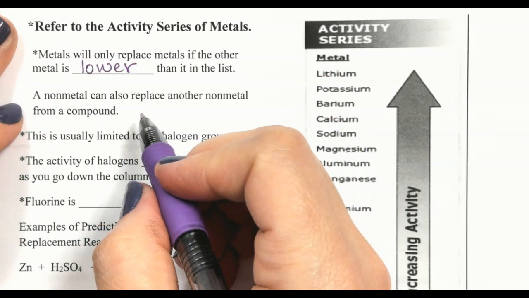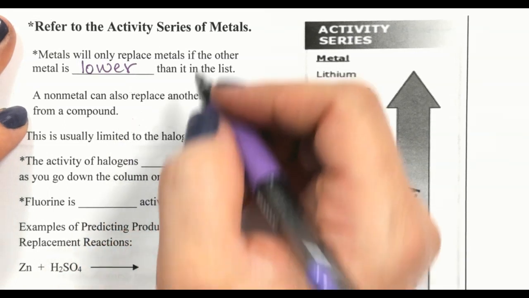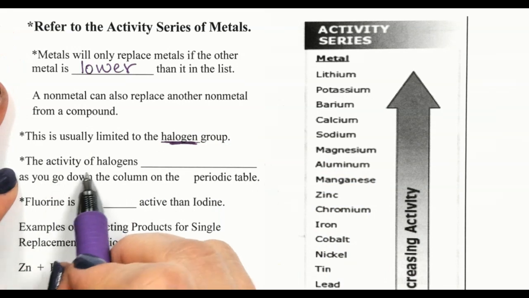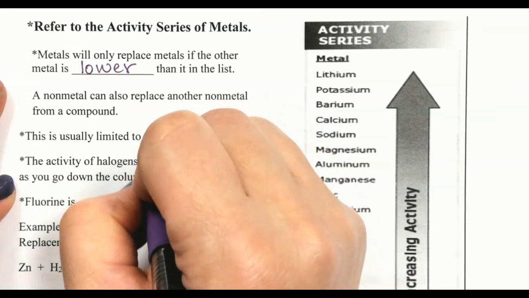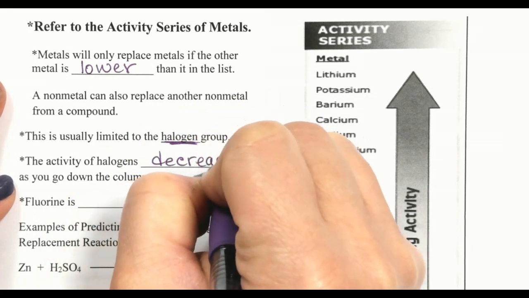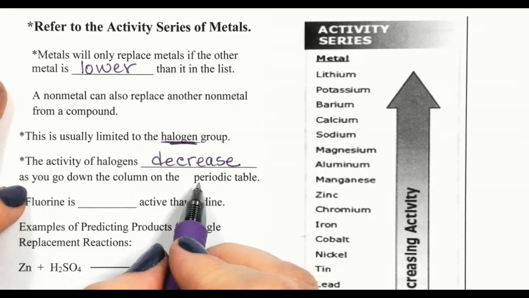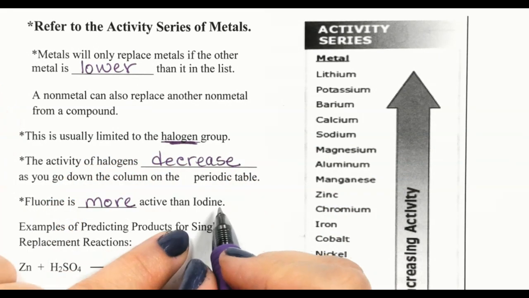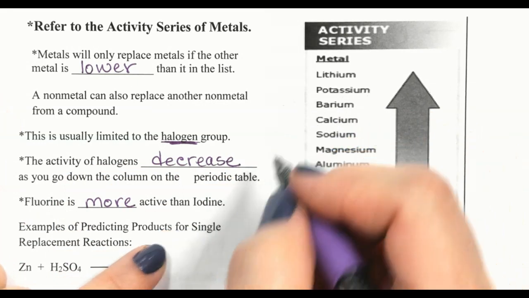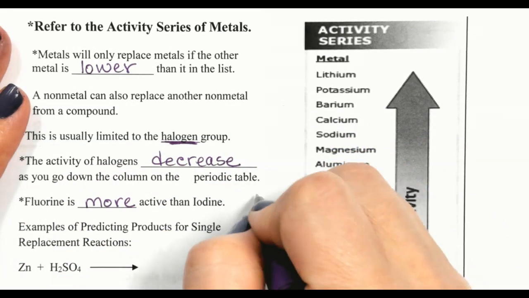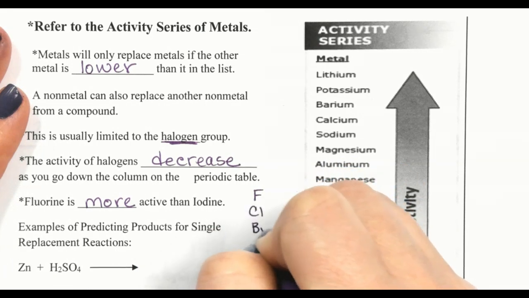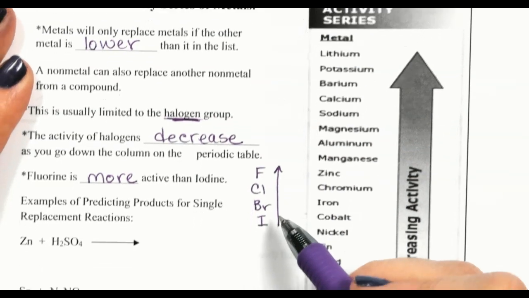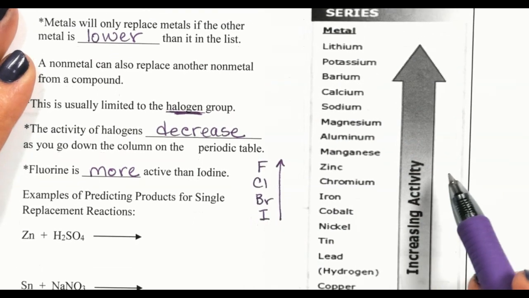A nonmetal can also replace another nonmetal from a compound. This is usually a halogen though. So this is usually limited to the halogen group. The activity of halogens is going to decrease as you go down the column on the periodic table. So fluorine is more active than iodine. So fluorine is going to be the most active, and then iodine is at the bottom. It's going to be the least. It goes fluorine, chlorine, bromine, and iodine. And this is increasing reactivity, just like it says over here, increasing activity.